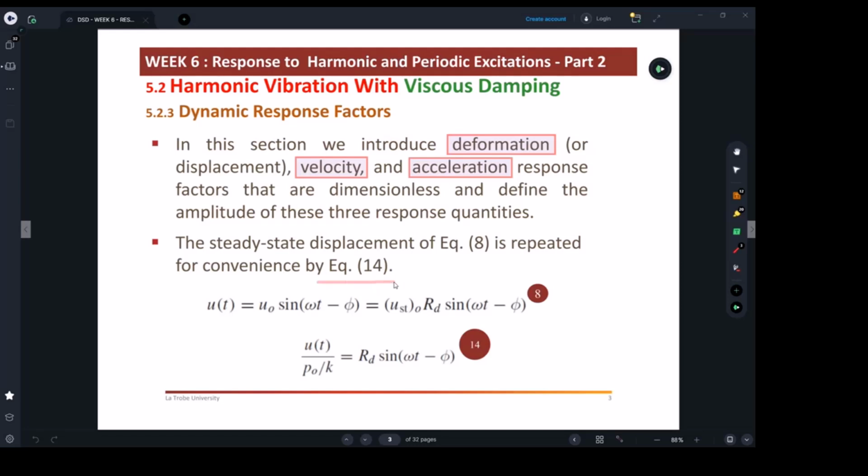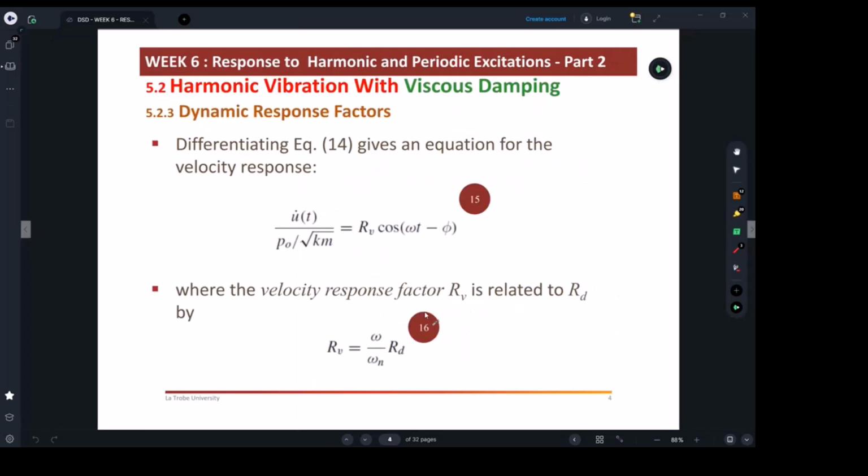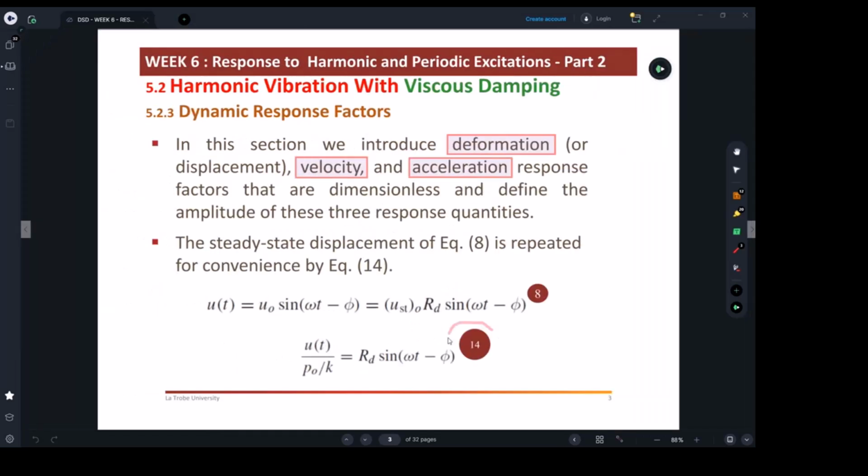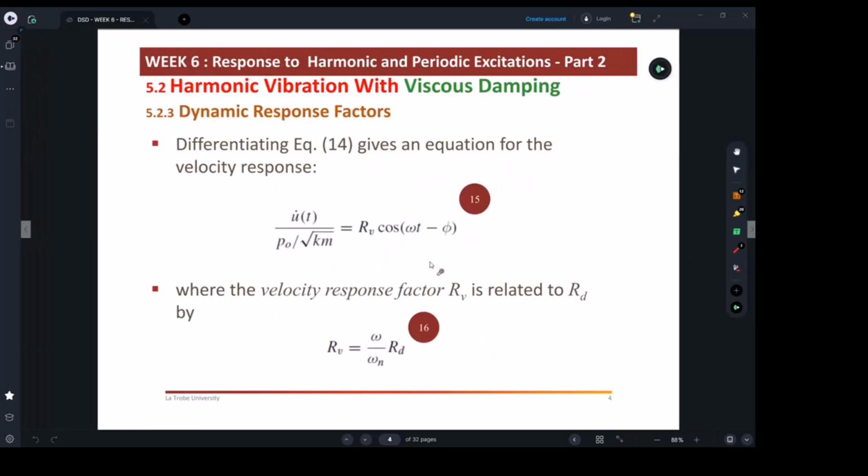So looking at equation 14 and 18, that was from last week. Last week we had things defining the RD property, which is the displacement response factor. So what we did, we differentiated equation 14. We stopped there last week.